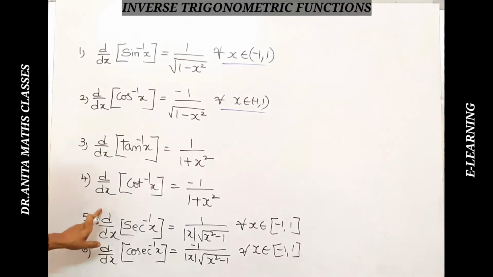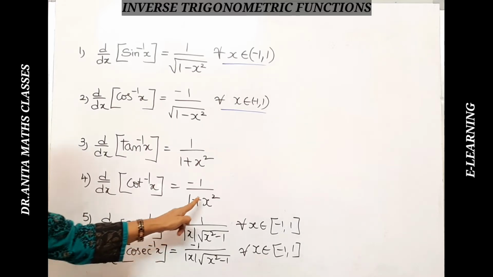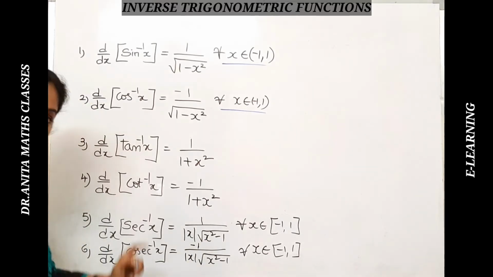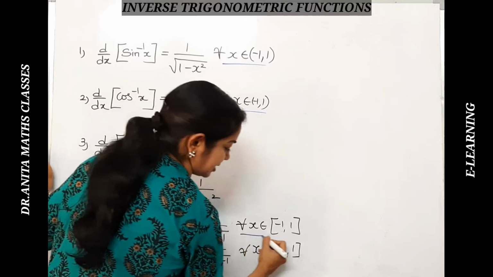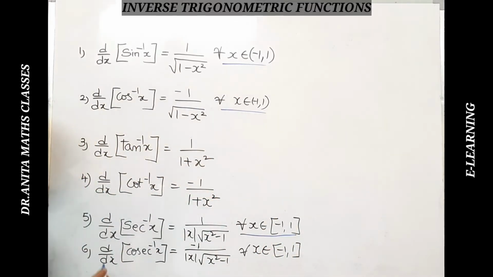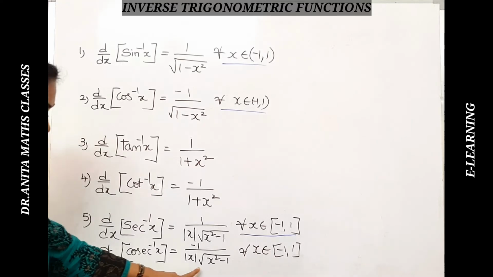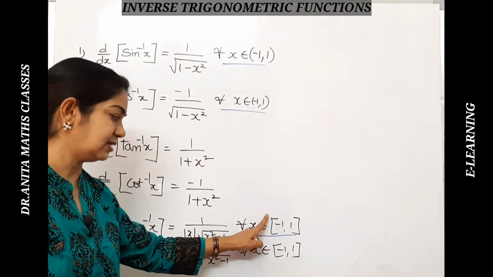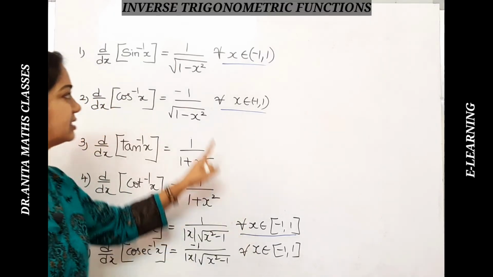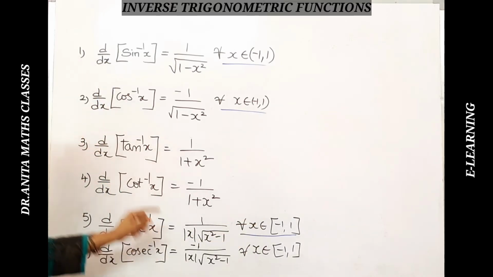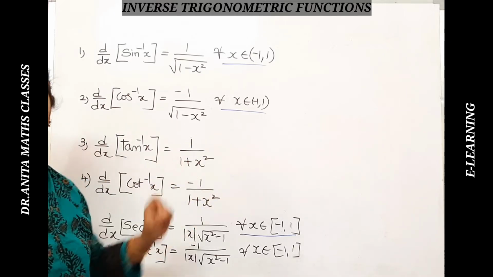Moving on to the next one, the derivative of secant inverse x is 1 upon mod x multiplied by under root x square minus 1. Again x lies in its domain, outside minus 1 and 1. Here again, the derivative of cosec inverse x is minus 1 upon mod x into under root x square minus 1. The same domain repeats. We can see that for sine inverse and cos inverse, and for secant inverse and cosecant inverse, we have domains, but we do not have them for tan inverse x and cot inverse x.